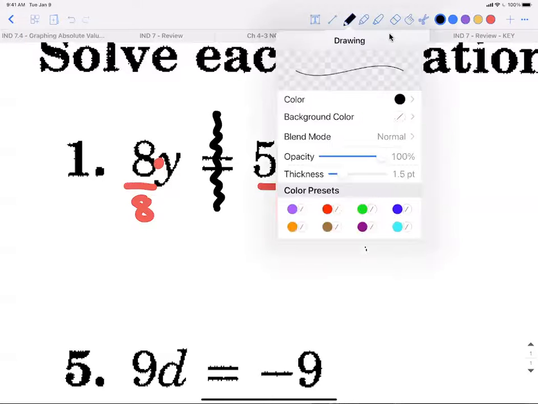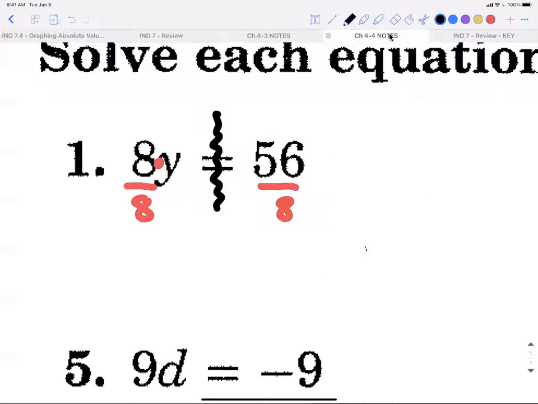Now, when you divide 8 and 8, what do they reduce to? A 1. And that's why they, quote, go away, is because they reduce to a 1. And we know every variable really has a 1 out front, so you don't have to write the 1. You just write the variable by itself. And then we reduce the left side. Now we reduce the right. 56 divided by 8 is 7.